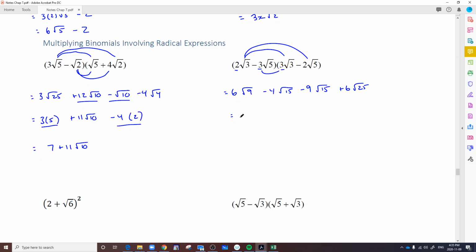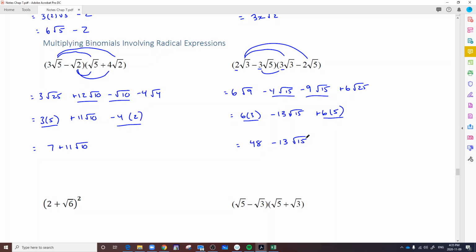This is going to be 6 times 3. Then you've got negative 4 root 15s and negative 9 root 15s, so you've got negative 13 root 15s. And then this would be plus 6 times 5. Now I'm going to collect like terms. I've got 18 plus 30, so I have 48 minus 13 root 15.